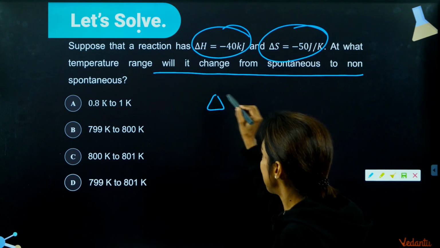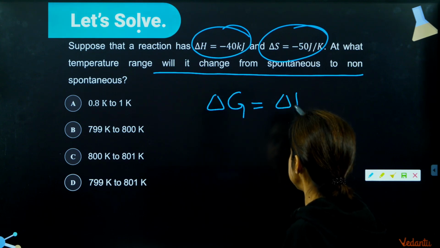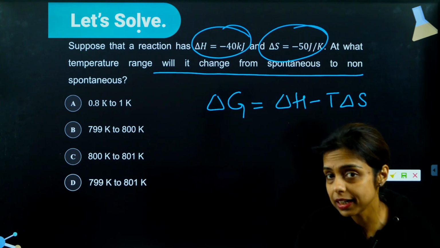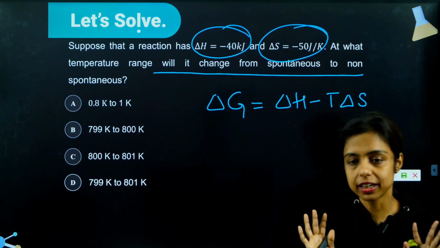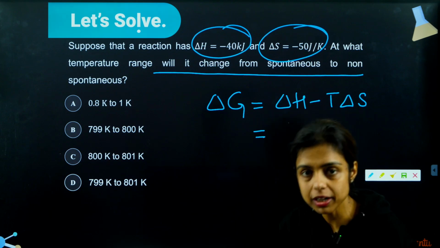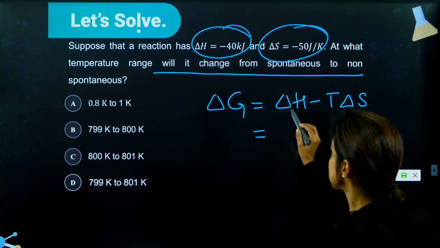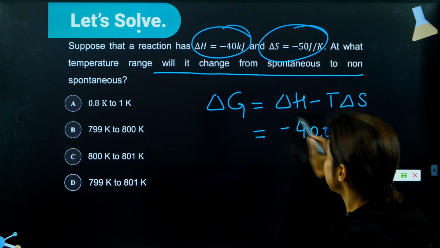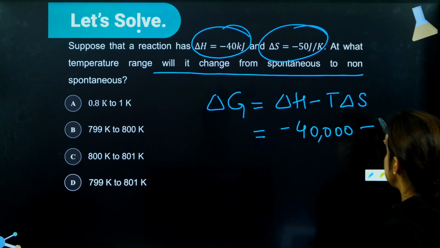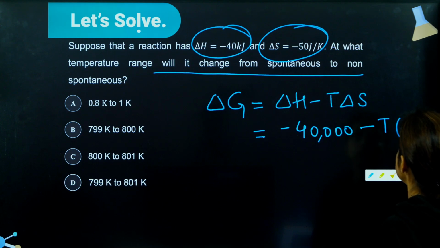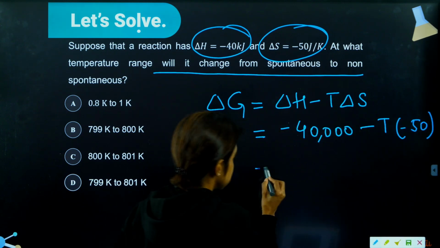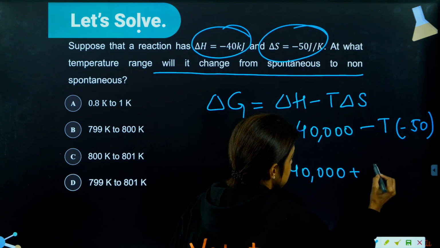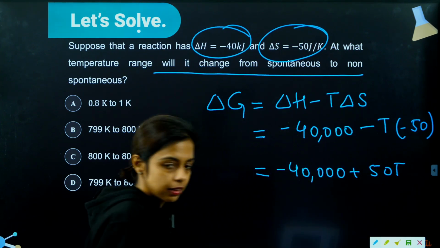So I hope you all know delta G is equal to delta H minus T delta S, and for the reaction to be spontaneous, delta G should be negative, right? And for a non-spontaneous process delta G is positive. So let me put the values here, guys. Minus 40,000 joule, right? Because 40 kilojoule it is, minus T times minus 50 joule per Kelvin. So basically it is minus 40,000 plus 50 T, right, guys?